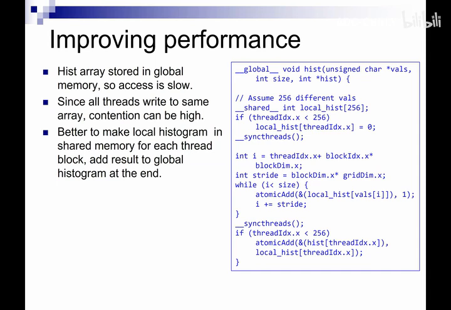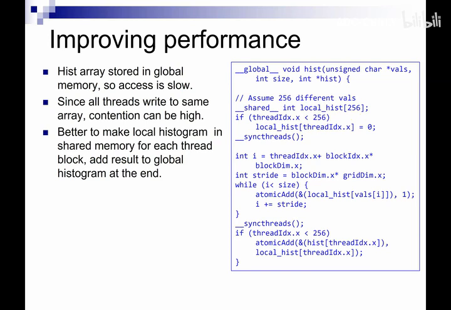The code we have for doing this is like this. Here we're going to assume that there are only 256 different values in the array, for example the values go from 0 to 255. In that case, we're going to make a local histogram, and the size is just going to be the number of different values there are, so 256. We want to initialize this local histogram to all zeros. So we're just going to take the first 256 threads in our thread block, and initialize the values of the local histogram.